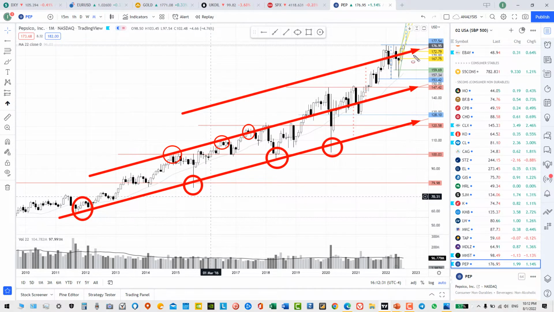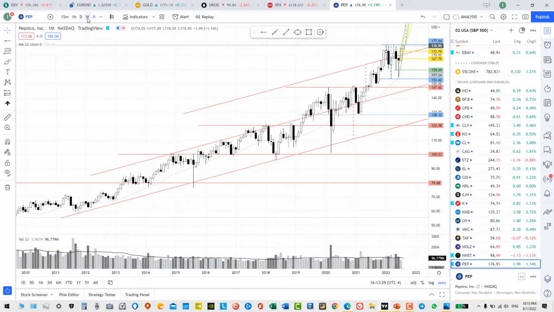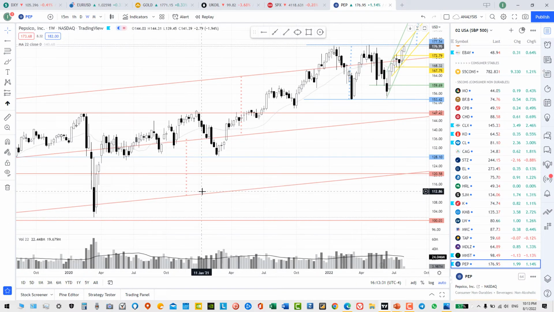And now we are in the third possible trial to create another parallel channel on the upside, but in general the stock is in a very positive structure over the monthly chart, which is of course very important over the long term. Let's check the weekly for long and medium term trends.